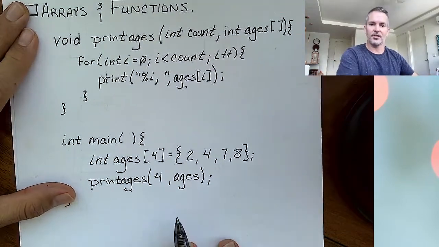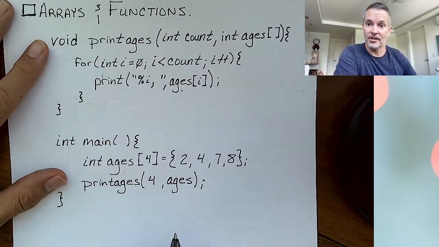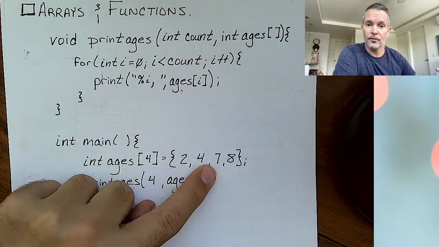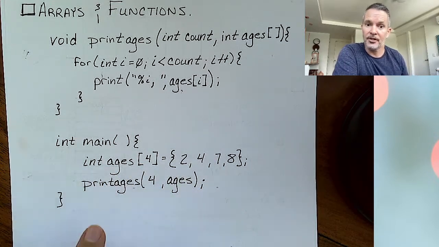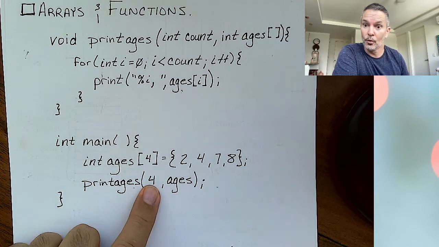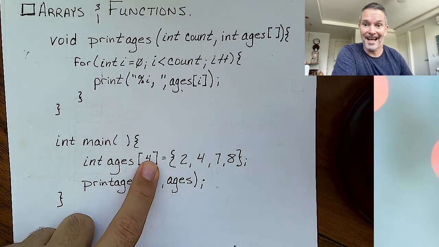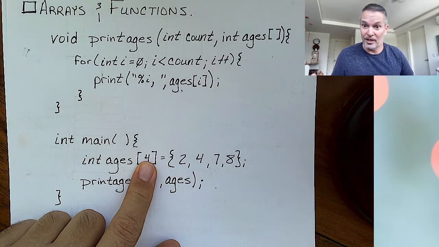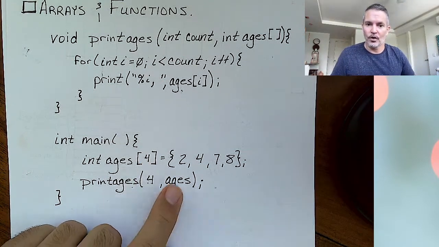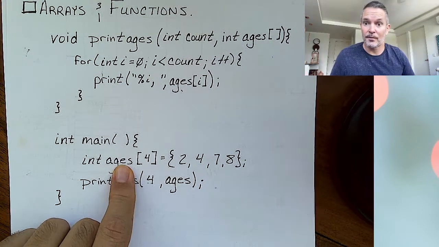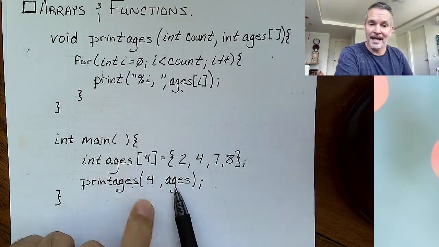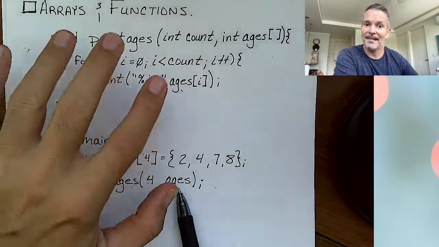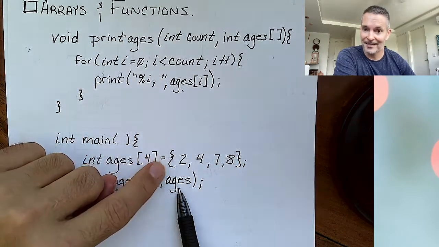So let's take a look at a main function that I would write to call print ages. I'm going to define an ages array with 4 elements: 2, 4, 7, and 8. Then to call print ages, I simply say print ages 4. The 4 tells the function my array has 4 elements, because the function has no way to know how many elements are in your array. You need to tell it. Then, in order to pass in the array, I simply use the name of the array. When I place an array name in a function call, the compiler understands that I'm passing that array into the function. Now this function will have access to my array.